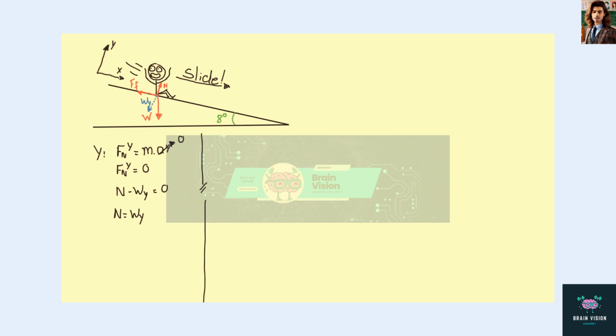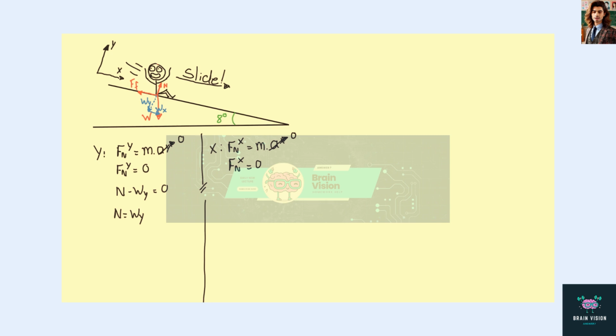Okay, now applying the same equation, so applying Newton's second law to the x-axis results in the following. The net force on that axis is equal to the mass of the guy times his acceleration in this direction. He is sliding with a constant velocity, so the acceleration in this direction is equal to 0. Then, the net force in the x direction is equal to 0. But the net force in the x direction is composed by 2 forces: the frictional force, which points to the negative direction of the x-axis, and the x component of the weight force, which points to the positive direction of the x-axis. So this is Wx.